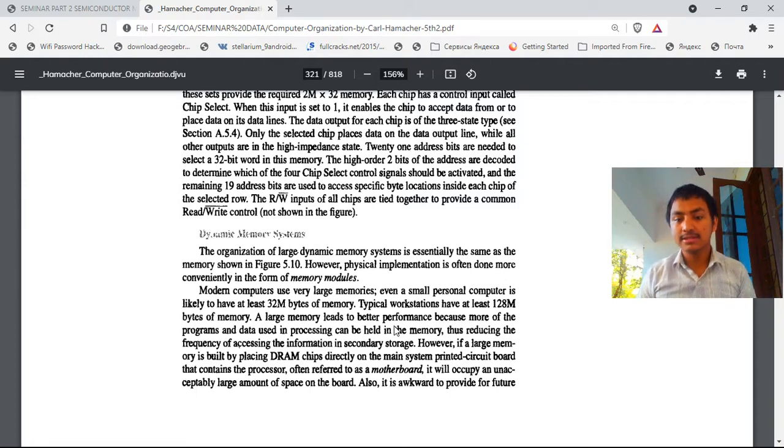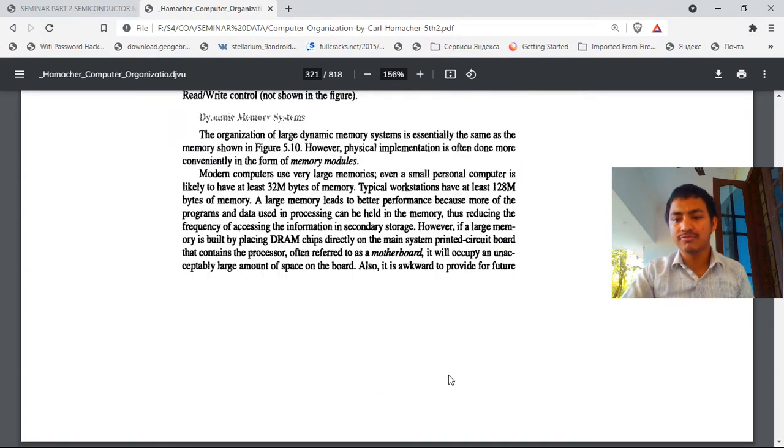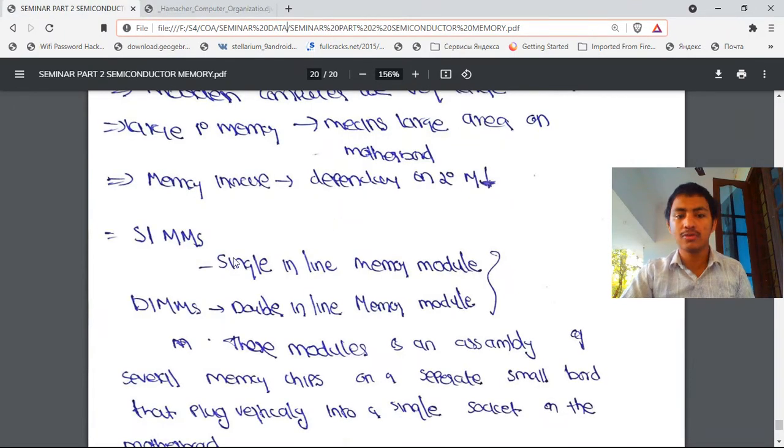As we know, in the future we are making our devices more compact. So that's why we are using memory modules. There are two types, SIMM and DIMM. SIMM means single in-line memory module, and DIMM means dual in-line memory module. These memory modules are assembled from several memory chips.